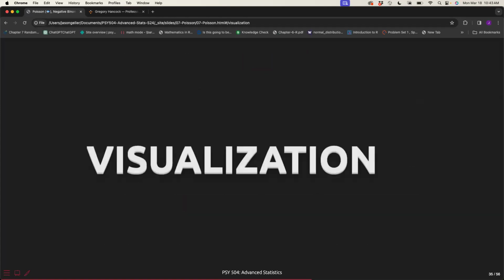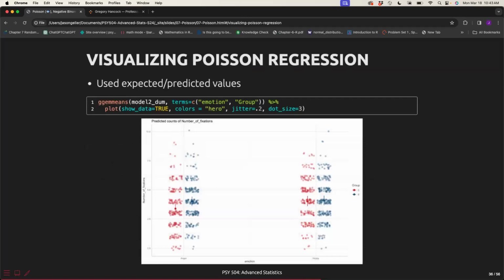And we can visualize this using ggmeans, and you could also use marginal effects. They have a plot comparisons function that you could use, but I like the ggmeans function. And what we want to do is plot this data in terms of the mean counts, so on the actual response metric.